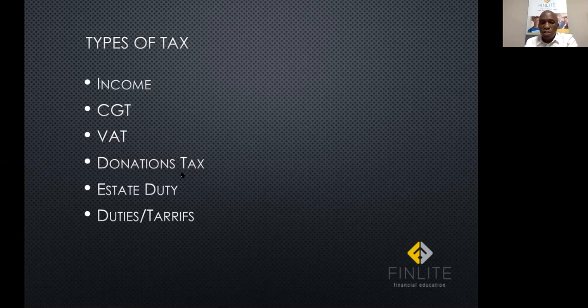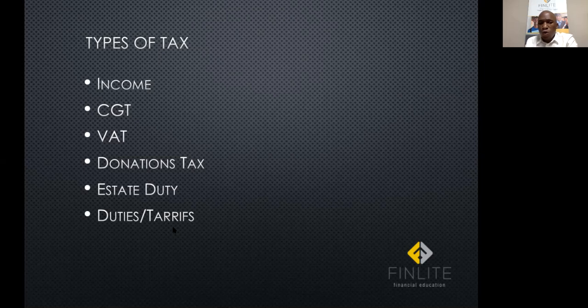And then you've got your donations tax. This is donations between two parties. When the other party receives the money, they get taxed on whatever they've received, whether it's a property, cash, or cash in kind. And then you've got your estate duty. That is what is dutiable on the estate when someone passes away, and we'll go into the estate duty unit standard where we'll unpack this further. And you've got your duties and tariffs.